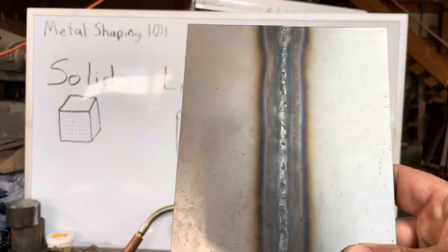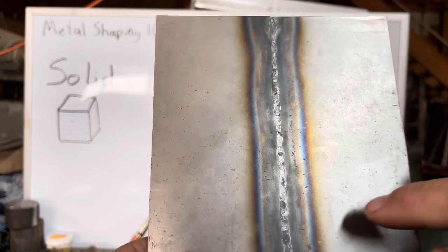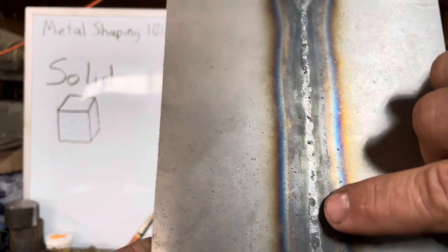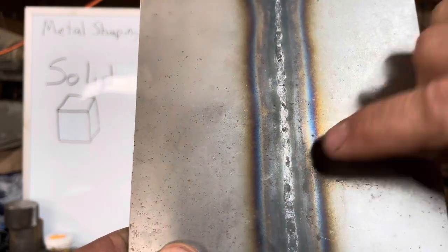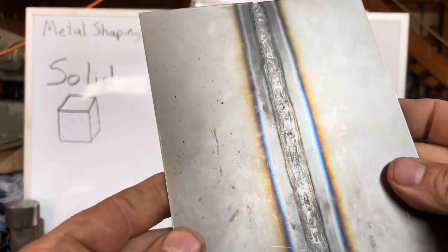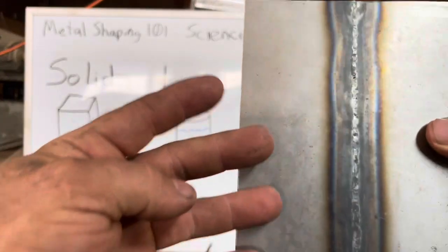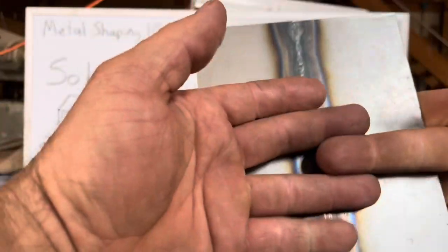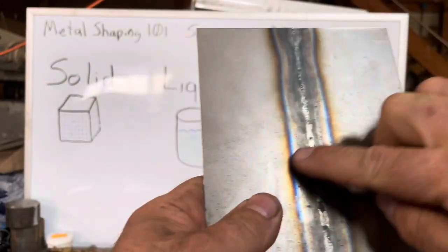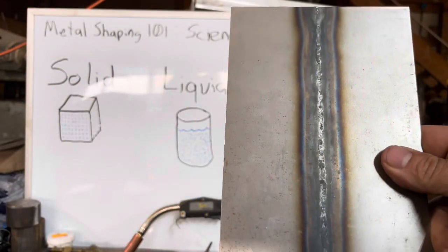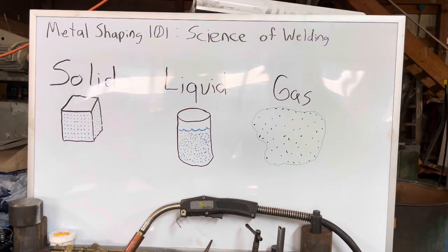On this panel that I did a test weld on, you can see that path right there is where that material became liquid. And when it became liquid, those particles having that looser bond were allowed to link together and join together into this new form. And then we allowed it to freeze back into the single panel.